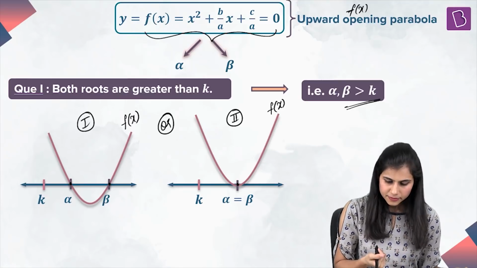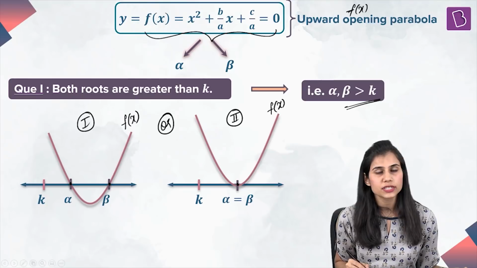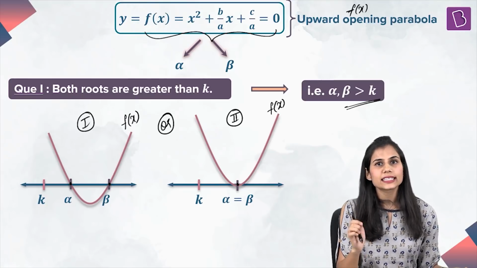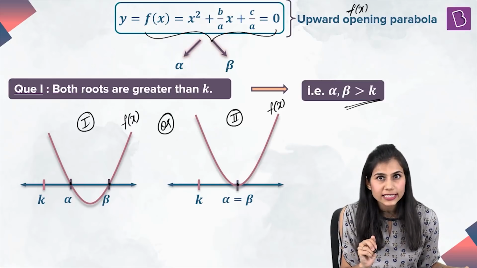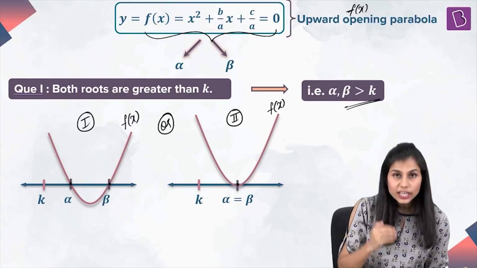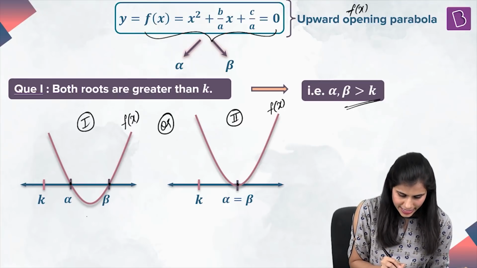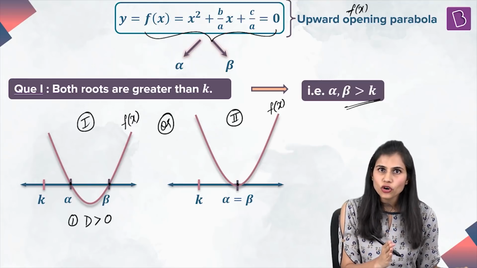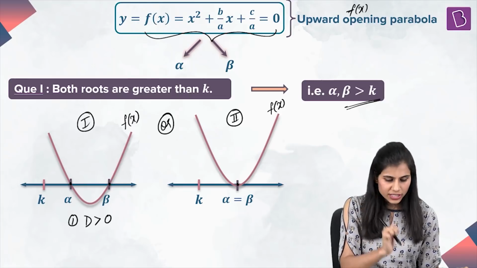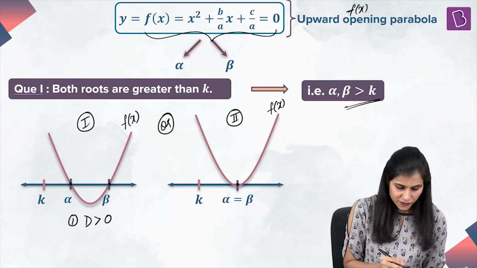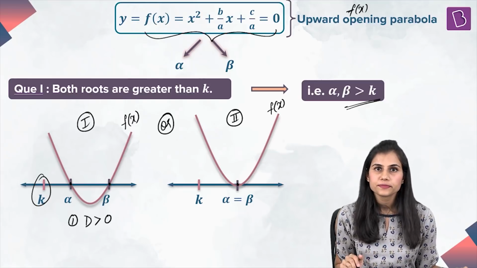Let's see. In the first figure, what can you see? In the first figure, I have an upward opening parabola intersecting the x-axis at two distinct points. That means my quadratic equation has two distinct and real roots, which can equivalently be said as its discriminant is strictly greater than 0. Yes, so D greater than 0 ensures that I have an upward opening parabola which intersects the x-axis at two distinct points. Cool. Also, I have k lying here, right?